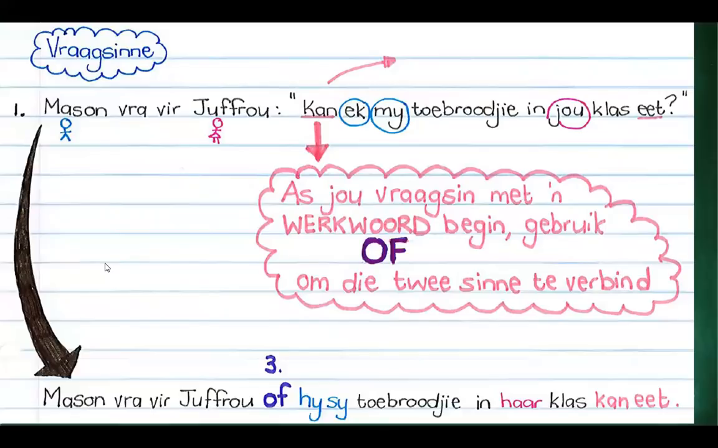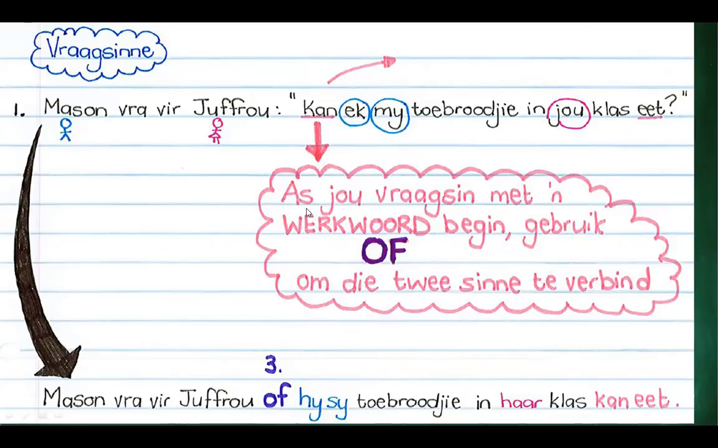Okay, nou soos by vraagsinne. Now we have question words. Meisie vra vir juffrou, kan ek my toebroodjie in jou klas eet? Okay, so ek het kan en eet. Ek het ook ek, my, jou. I've put a lot of things in here.